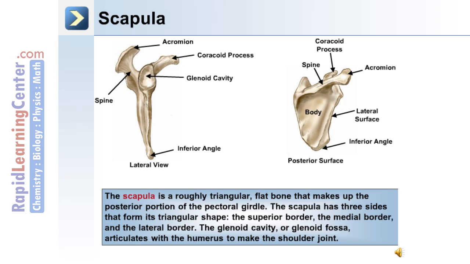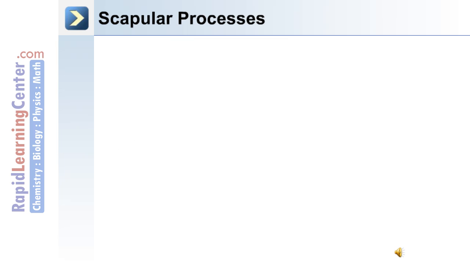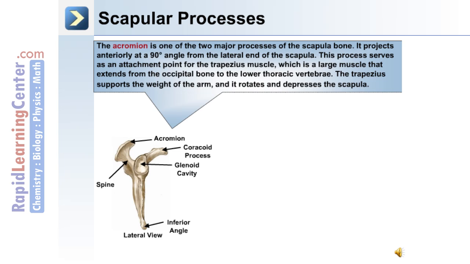The scapula has three sides that form its triangular shape: the superior border, the medial border, and the lateral border. The glenoid cavity, or glenoid fossa, articulates with the humerus to make the shoulder joint. The two major processes of the scapula.